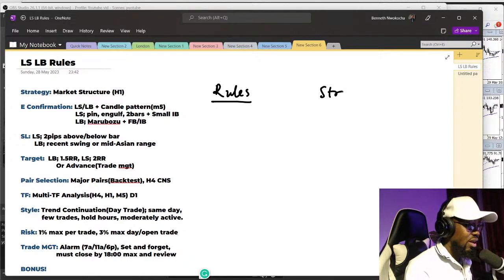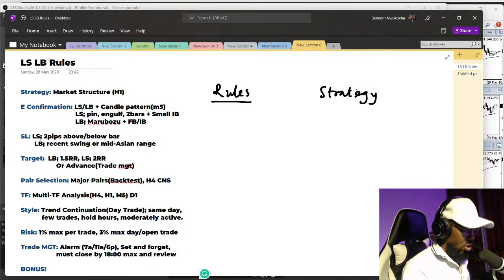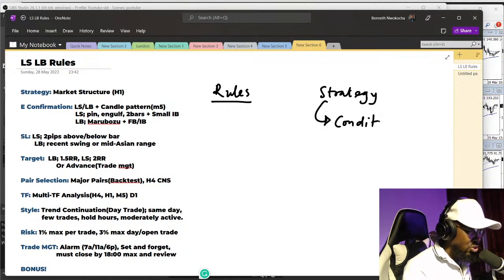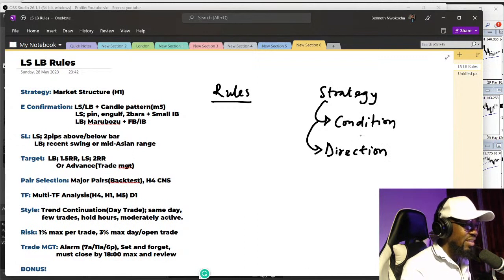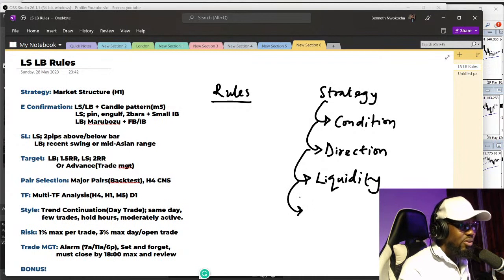And I ask a question: what is a strategy, or what makes a strategy a good one? If you design any strategy, make sure that the strategy factors into it the condition of the market. Then, when the condition is taken care of, make sure that the strategy is taking care of the present direction of the market at that time. If the direction has been taken care of, you want to see liquidity, because this is how the market moves.